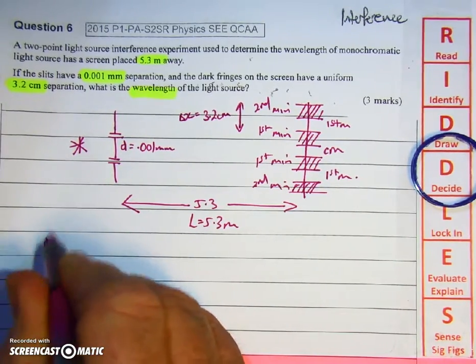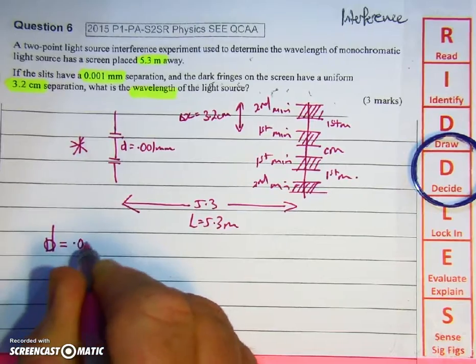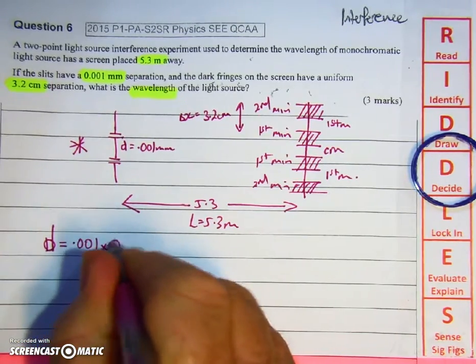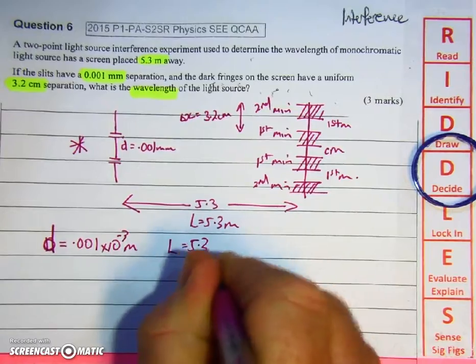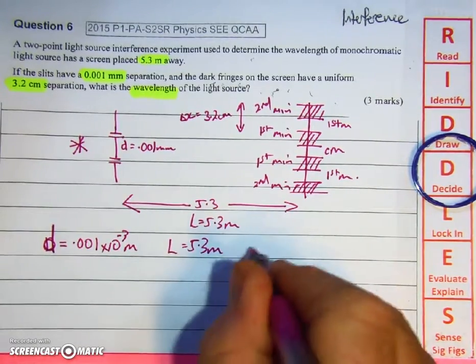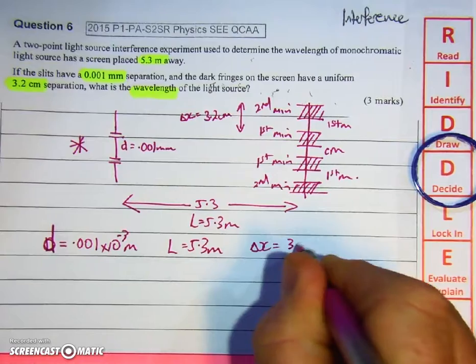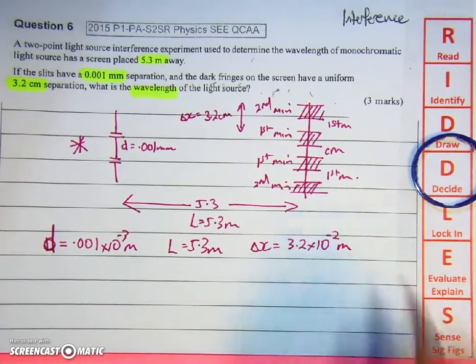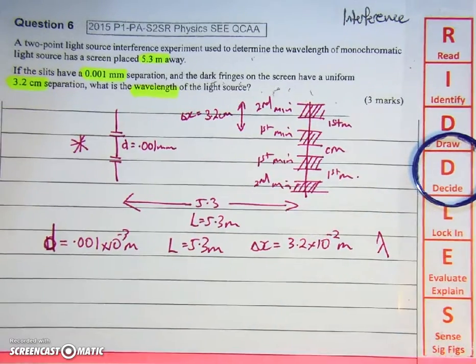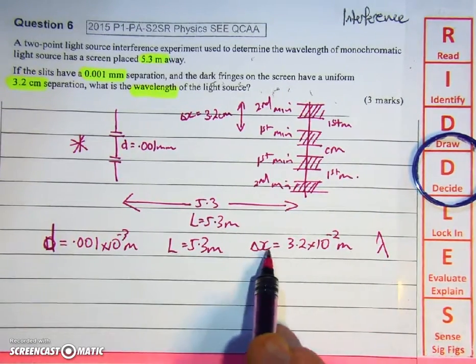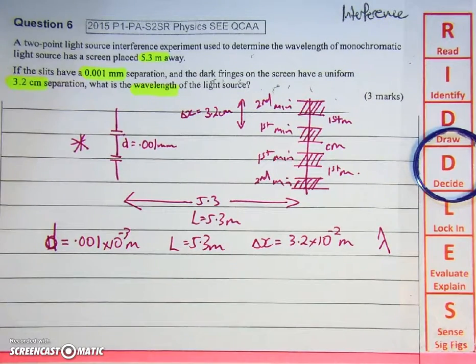Our slits have a separation of 0.001 millimetre. So I'm going to multiply that by 10 to the minus 3 to make sure that it's in metres. So that's our D value. Our L value is 5.3 metres. And the separation of our bands, delta X, is 3.2 centimetres. So I'm going to multiply that by 10 to the negative 2 to make sure that I've got it in metres. So there we go. We've got all of our information from the question, and we need to know lambda. So we need a formula with lambda, delta X, L, and D in it to solve this particular problem.